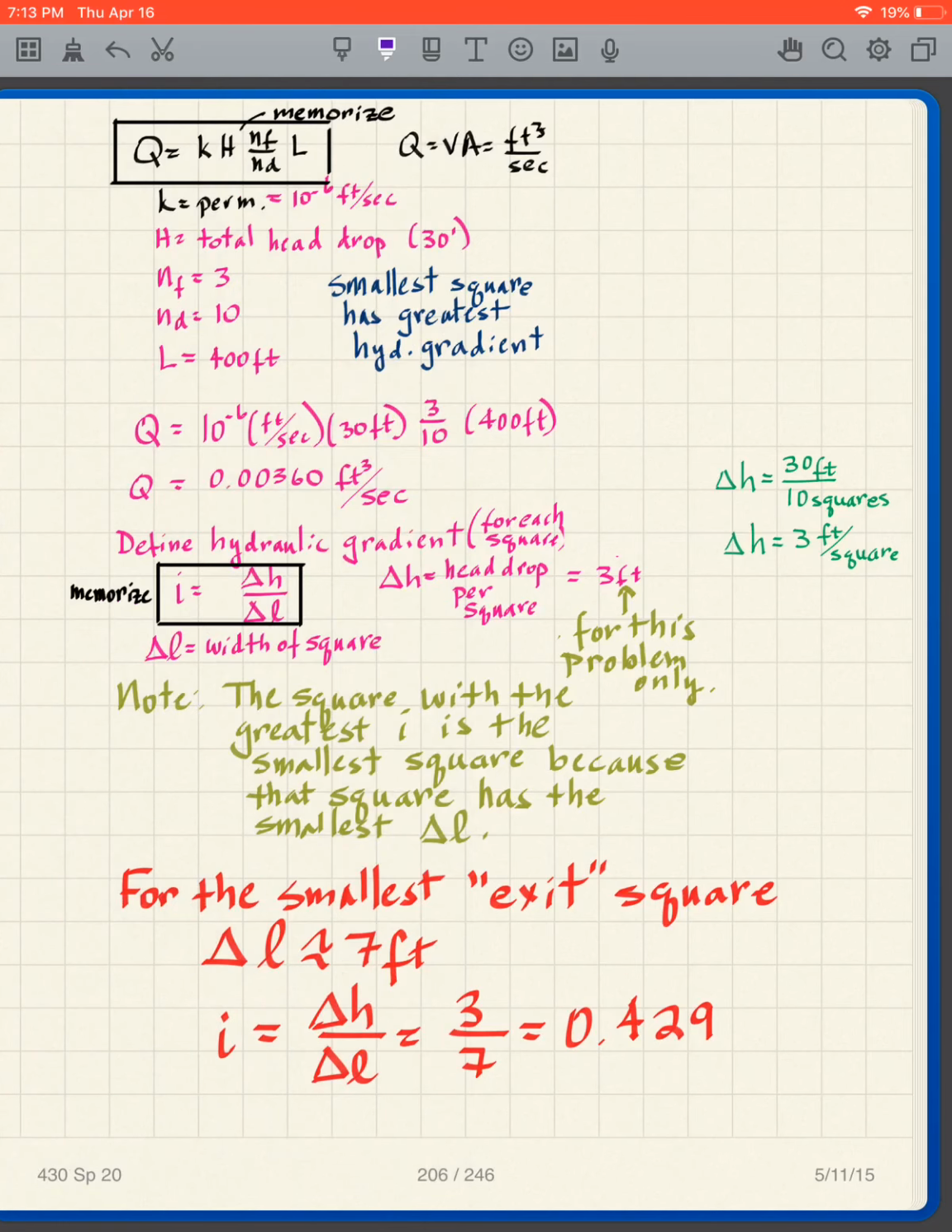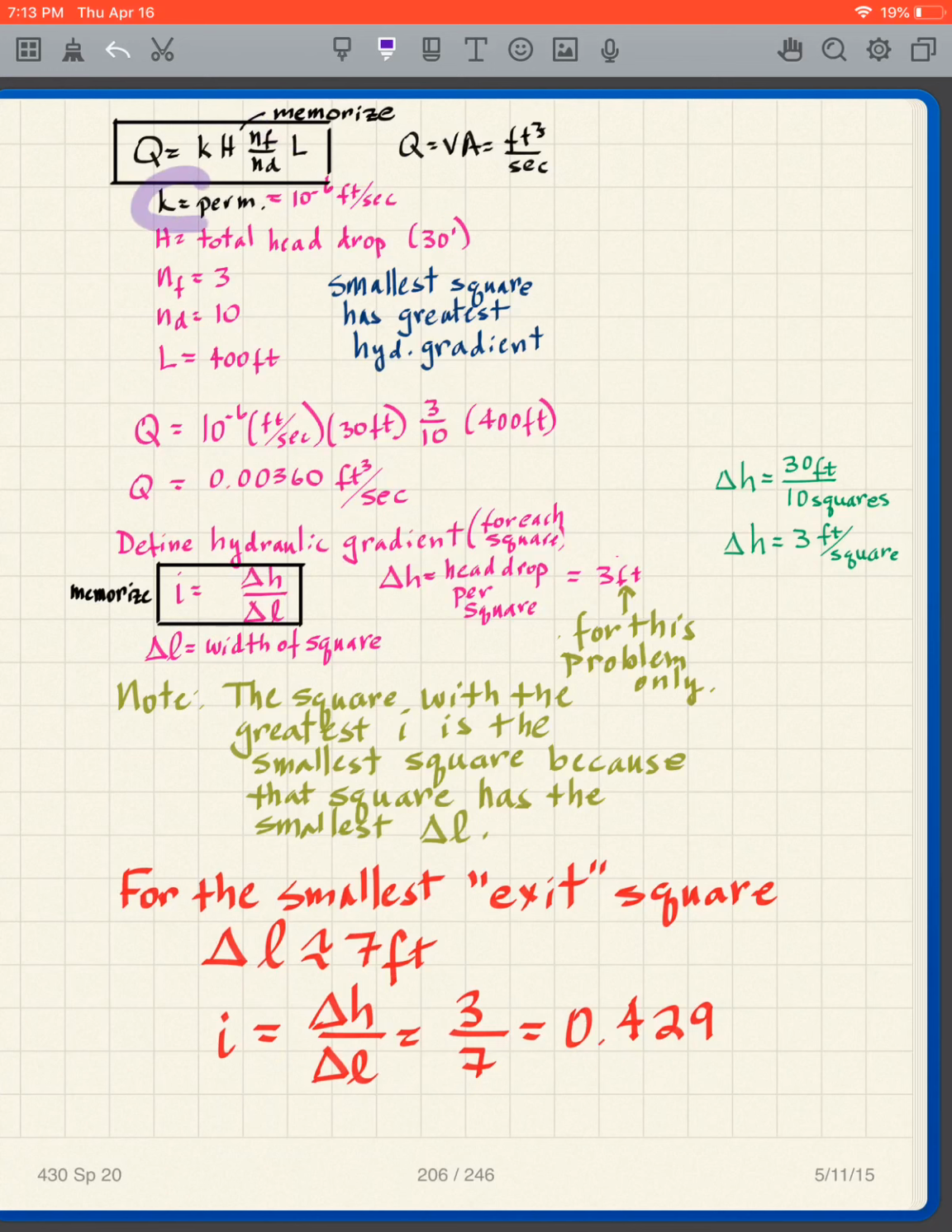Okay, so without deriving it, I'm just going to give you this expression for Q: K H NF over ND times L. What does that mean? It comes from Q equals V times A. And it's for the flow, in units of cubic feet per second. So I've asked you to memorize this expression.